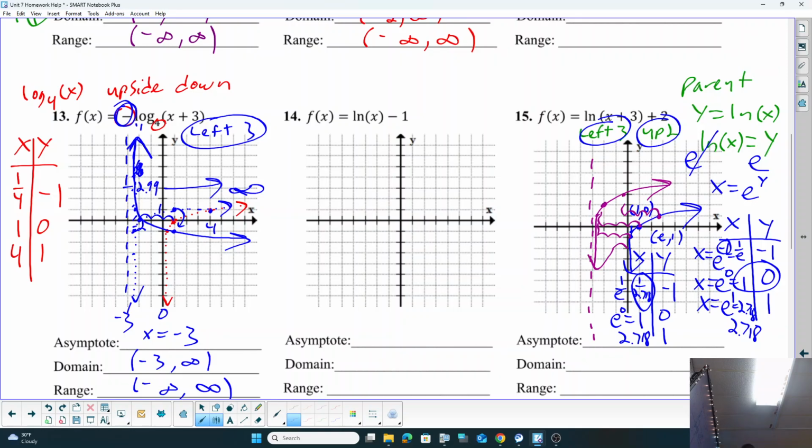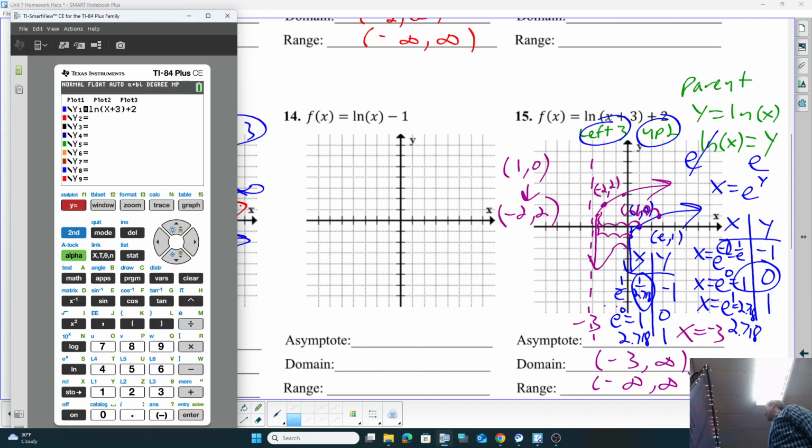This new starting point was 1, 0, but now it's going to be left 3, and then up 2. So 1, 0 became negative 2, 2 for our starting point. We have a vertical asymptote at negative 3, which means our domain is negative 3 to infinity, and our range is negative infinity to positive infinity. There we go.